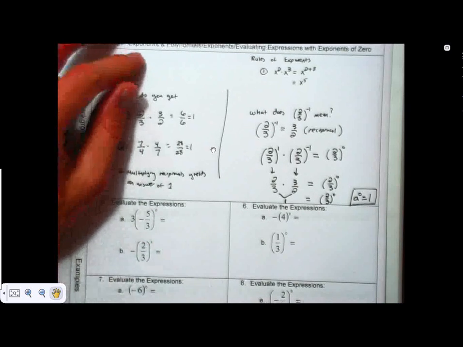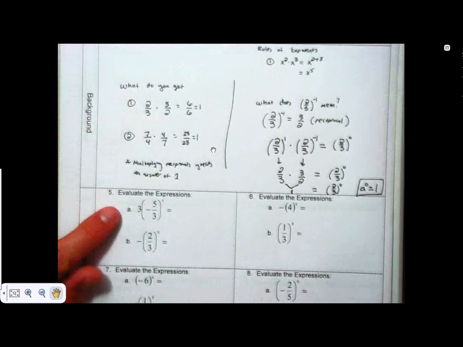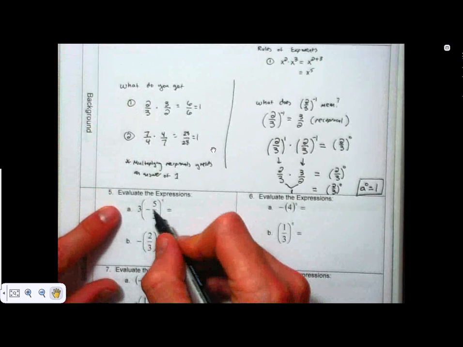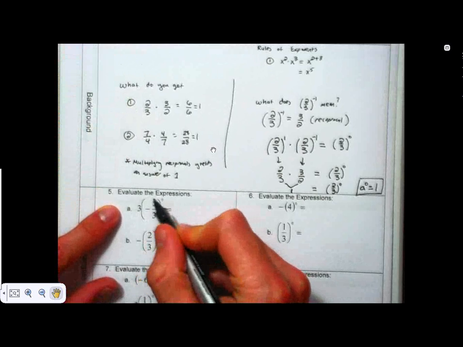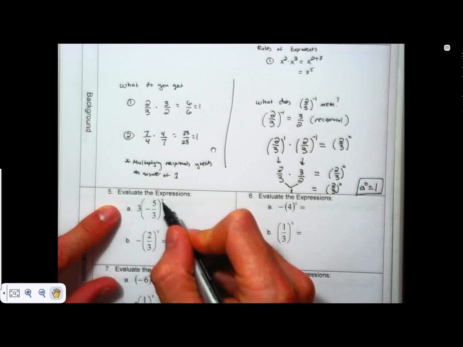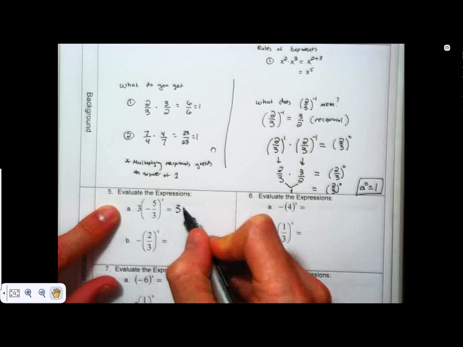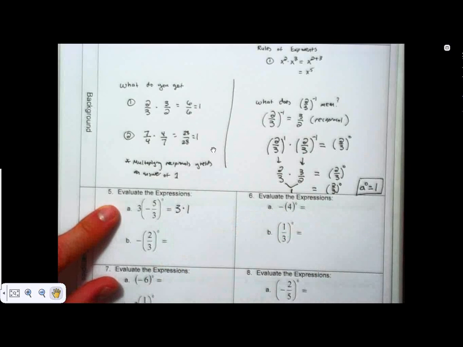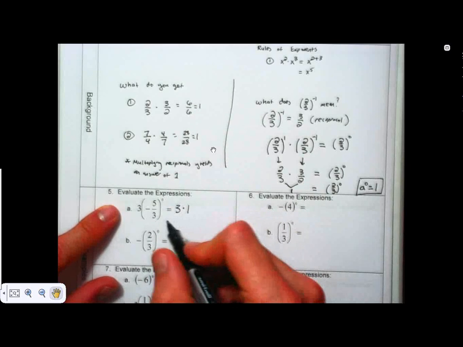Okay, so let's see if we can put that to good use. For number 5, what I see here is negative 5/3 to the 0 power. I already know what that answer is. That's 1. So all I'm left with is 3 times 1, which is 3.